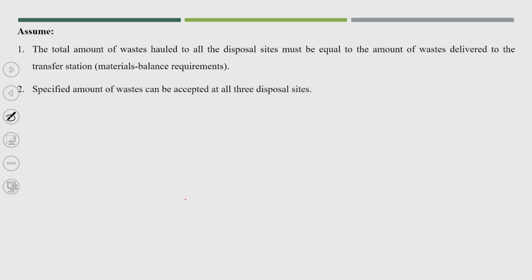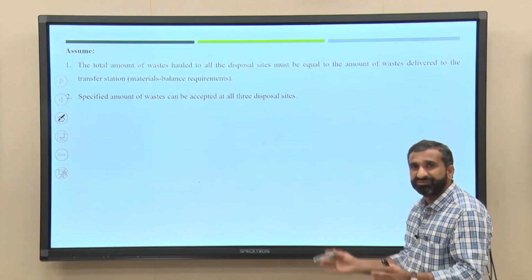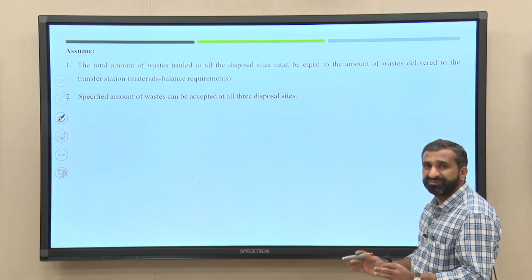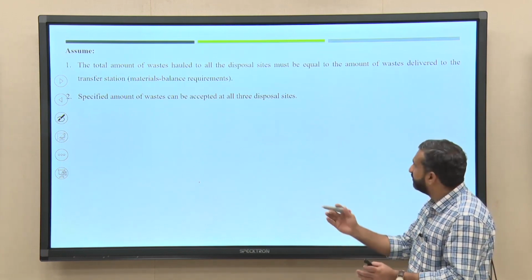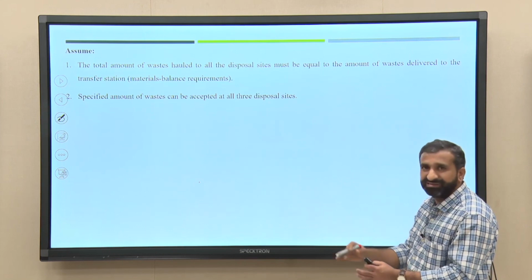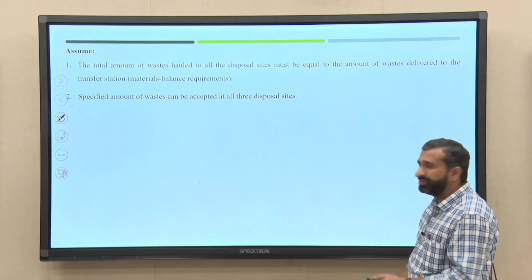And second, a specified amount of waste can be accepted at all 3 disposal sites. A specified amount of waste means whatever storage facility or space is available, that much waste can be accepted at the disposal site.